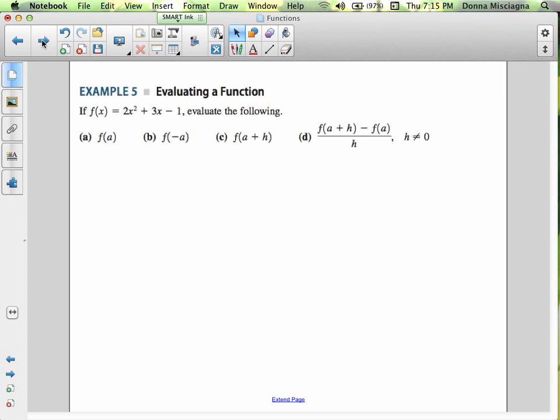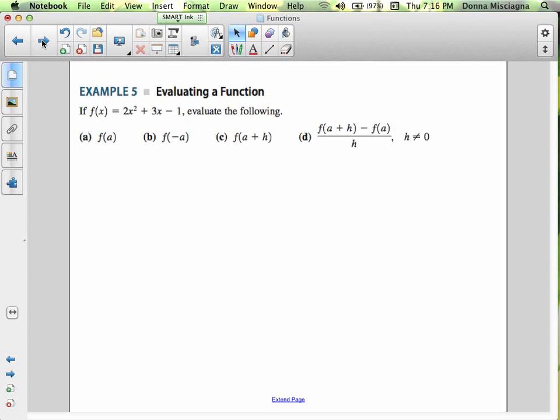So now we're going to be plugging in variables. They're actually not variables. I guess they're a constant, but we don't know what the constant is. Right?